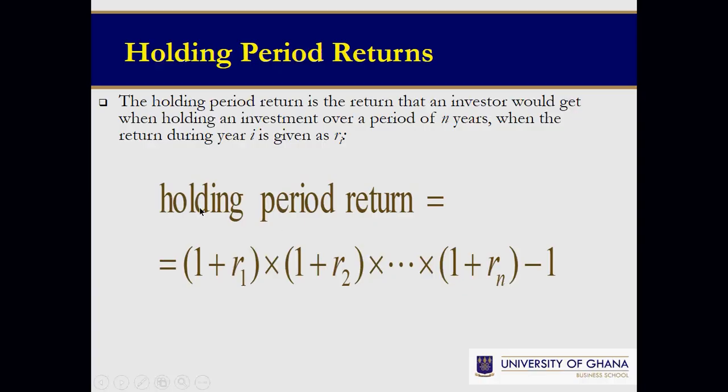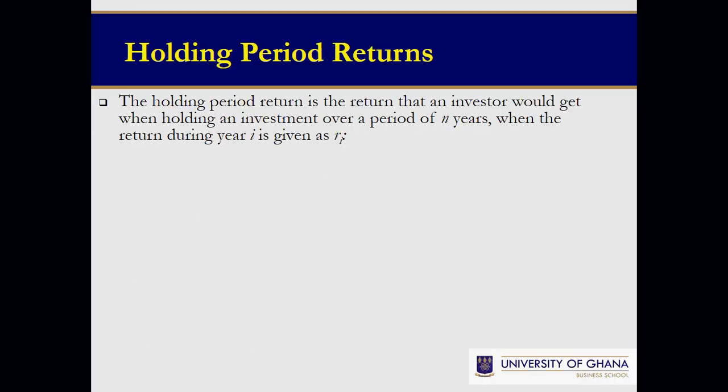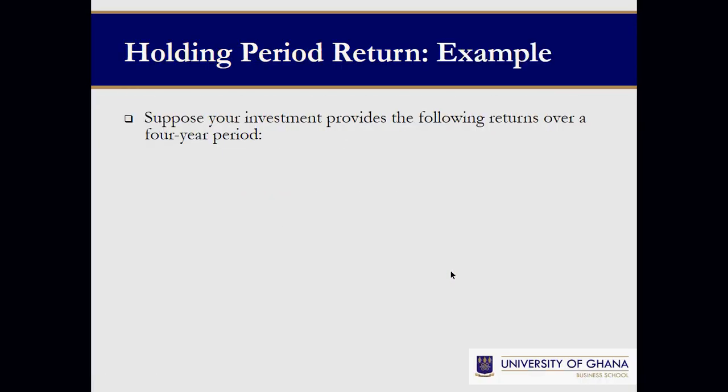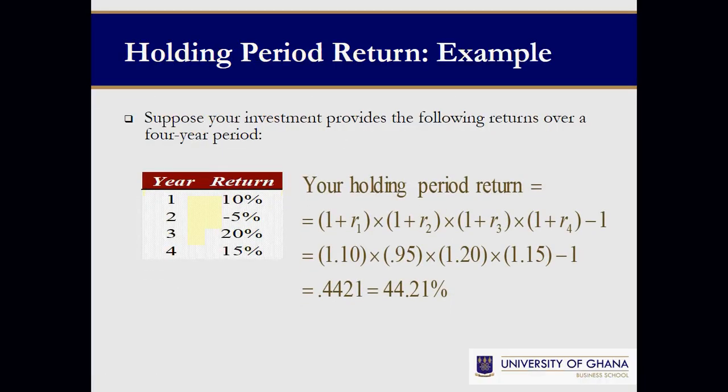Holding period returns, right? So we first spoke about returns, and we are diving into holding period returns. The holding period return is the return that an investor would get when holding an investment over a period of N years. When the return during year i, or year 1, is given as Ri, the holding period return is equal to 1 plus the return in year 1 times 1 plus the return in year 2 times 1 plus the return in year 3, up to the last return. When you are done multiplying everything, you subtract 1 from it, and then you get your actual holding period returns.